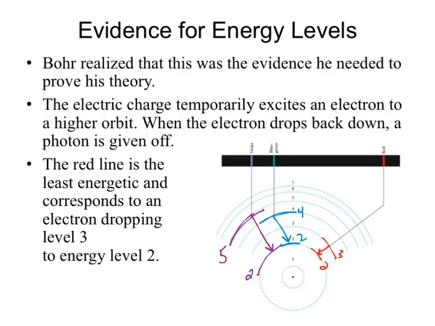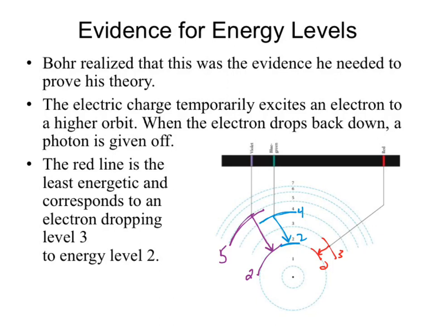galaxy. Okay. Yes? So if you give an electric charge, then the electron will go up. When that electric charge goes away, it releases energy and it goes back down. Yep. And that release of energy in this case happens to be visible light for the 5 to 2, 4 to 2, and 3 to 2 for hydrogen.